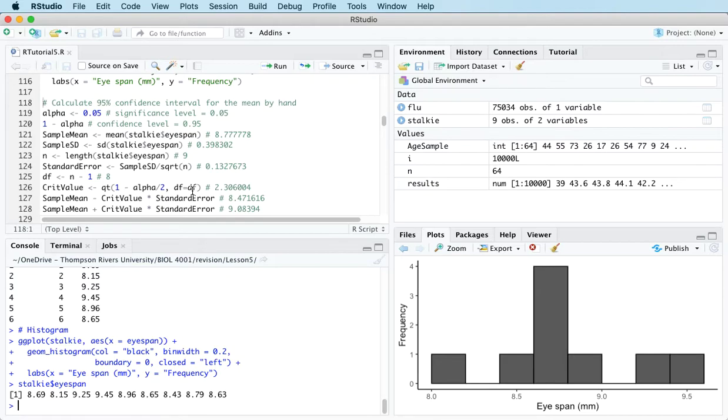And then we add on or subtract a margin of error. And that margin of error in this case is equal to a percentile from a t-distribution with n-1 degrees of freedom times the standard error of the mean. And the formula for the standard error of the mean is the sample standard deviation divided by the square root of the sample size. Okay, so let's put all that together.